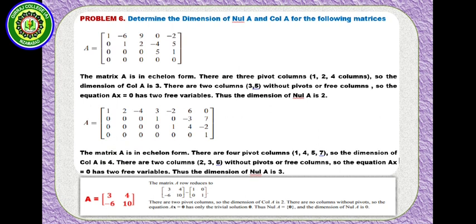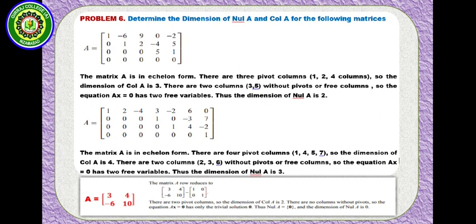So here, determine the dimension of null A and column A for the following matrices. The first matrix A is given. Here an upper triangular matrix is given. In that, we verify which columns are pivot columns and which are non-pivot columns.